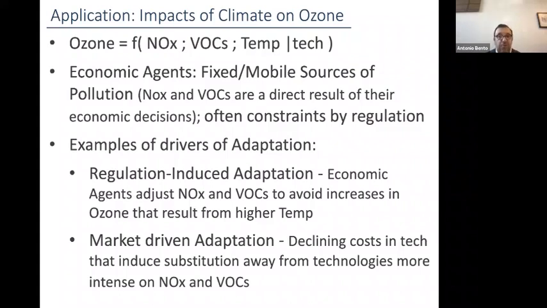At the same time, you could also argue that the framework is general enough to capture what we would call market-driven adaptation, because over time, with declining costs in technology, those can potentially induce substitution away from these technologies that would be more intense in either or both of the precursors.